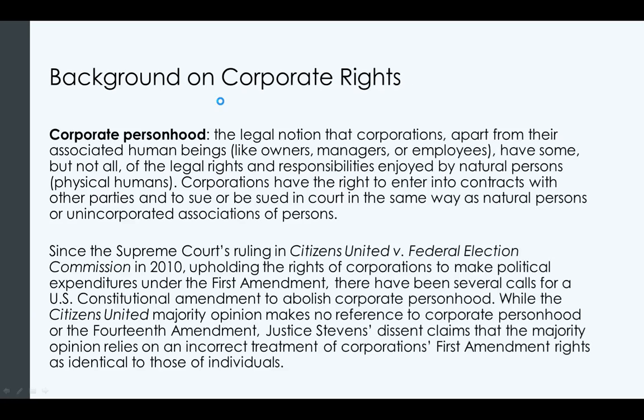And then looking at corporations. And this is the big thing. A corporation is a separate legal entity. In a sole proprietorship and a partnership, those companies are the same as their owners, but a corporation is a separate entity, almost like its own individual person. So corporate personhood is the legal notion that corporations are apart from their associated human beings. And they have some but not all of the legal rights that are enjoyed by individual persons.